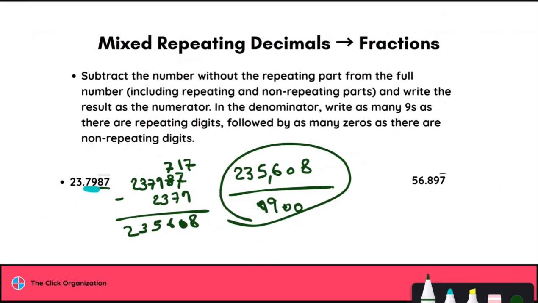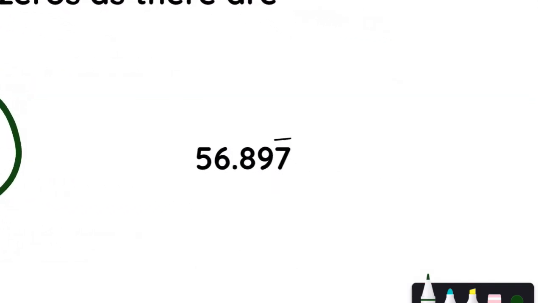Okay, so you basically subtract the non-repeating part from all the digits, and then we write that in the numerator. In the denominator, we write nines for repeating digits and zeros for the non-repeating digits. And about this one, 56.897. So we have 1 repeating digit and 2 non-repeating digits.